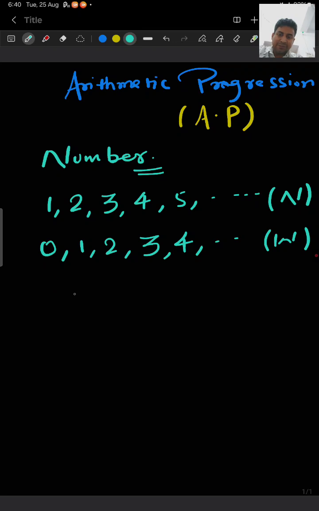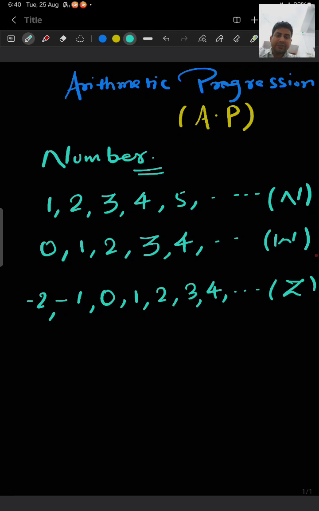And when negative numbers are also included, this is known as integers. Okay, these are basic things. This is denoted by Z. We all know about this. Then after that we learn about AP.